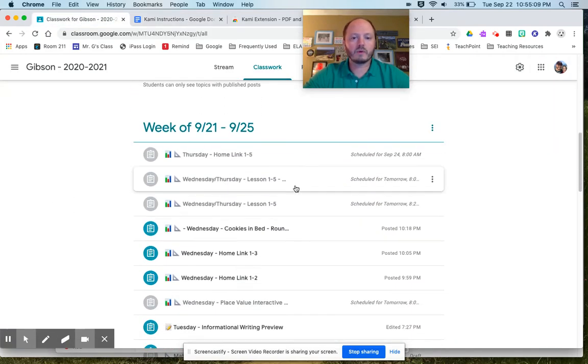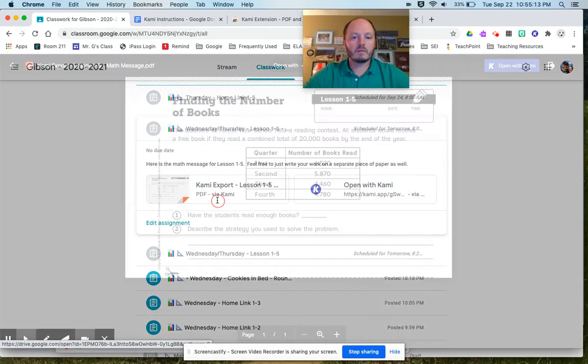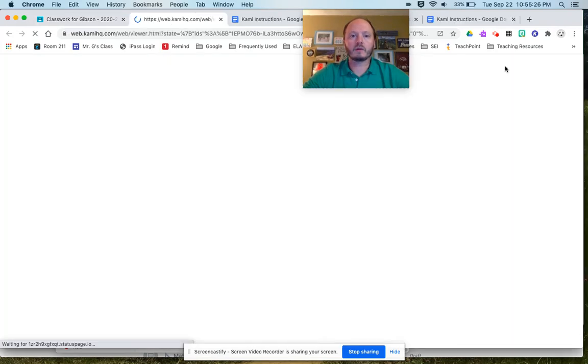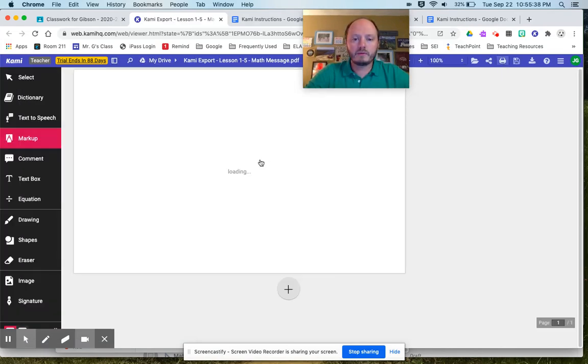And the very first one is going to be our math message. And our math message is something that I want everyone to work on, either on a piece of paper or in Kami. And so I'm going to click open with Kami, and we're going to give it a second to load. And I'm not going to mark up this document because it's going to be something that you're going to be marking up, but I am going to read it for you.